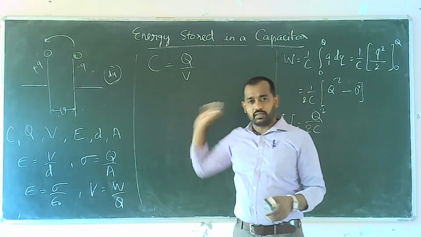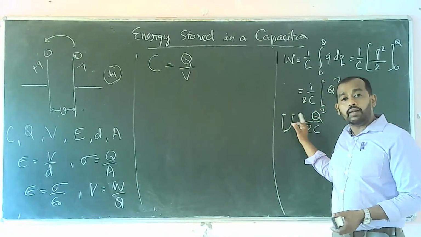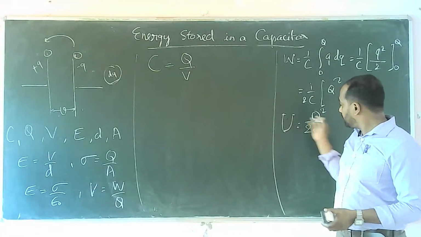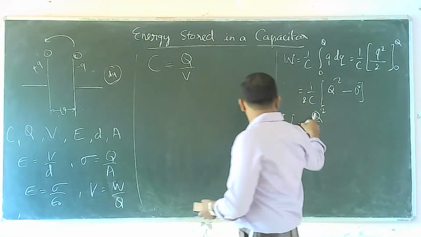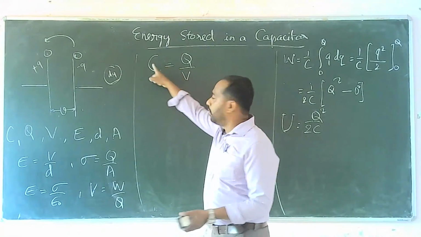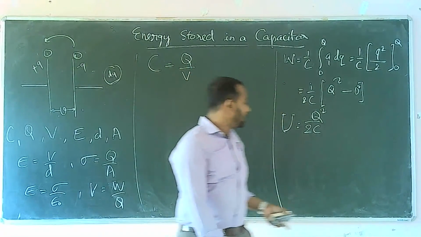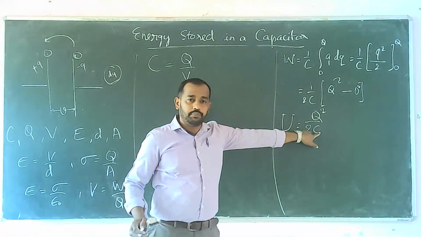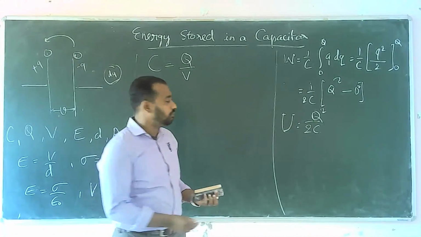But C remains constant. The energy stored will remain constant here. So it is depending on the capacitor. So how does it depend on the capacitor? We are going to see that. Now, if we use this equation, C is equal to Q by V, and substitute the value of C in this equation, what do we have?